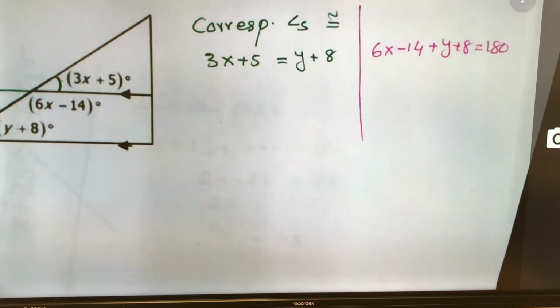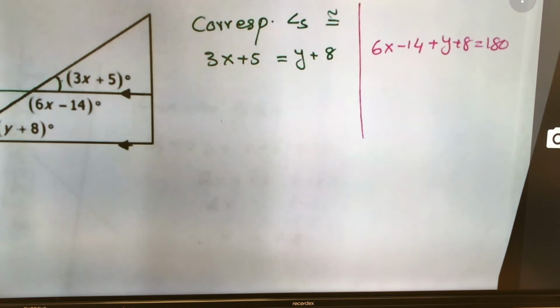So you can write 6x minus 14 is equal to 180. But in these two equations, I cannot use them to solve for either y or x, because both equations have two different types of variables. So when you have two different types of variables, you cannot find out the value of any of the variables. So I need to look at a different way to figure out an equation or value of x or y.